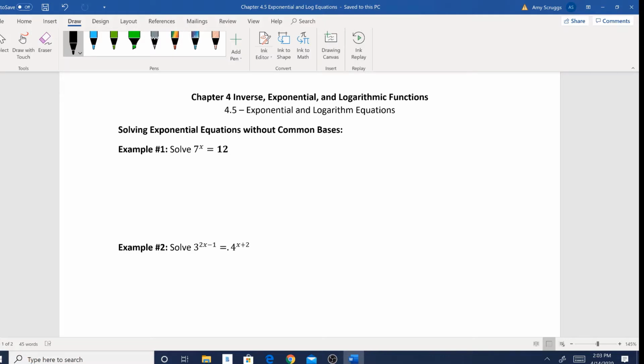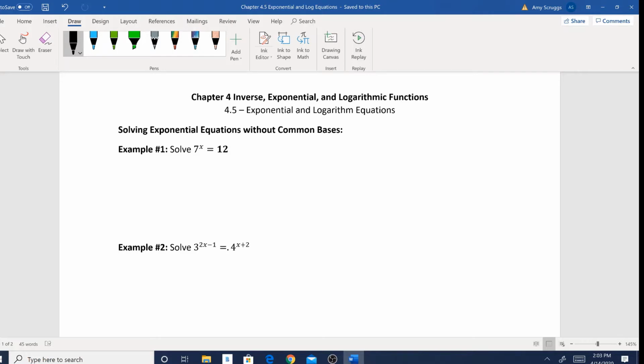But let's just start here with example 1. This is going to be a combination of everything that we've learned in this entire chapter up to this point. This is an exponential equation, and in section 4.2, we discussed how you could try to get the bases to be the same, and then just set the exponents equal to each other and solve.